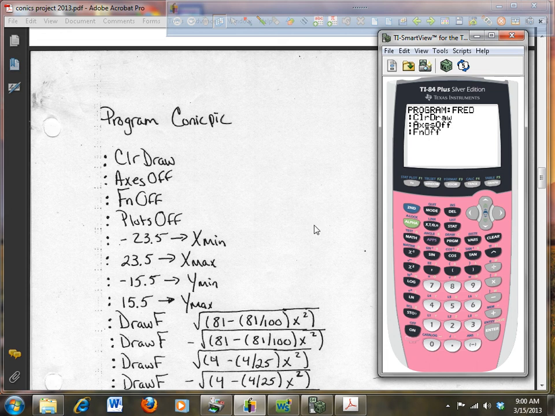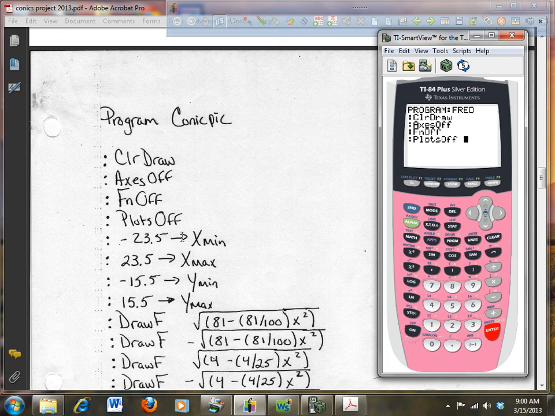The next one you want to do is plots off. And you can find that in the same place. The other place you can find it is second stat plot, and you go down to number 4. Stat plot is right above the Y equals key. Make sure your plots are off. It's pretty easy to just go to catalog, however you want to do it.